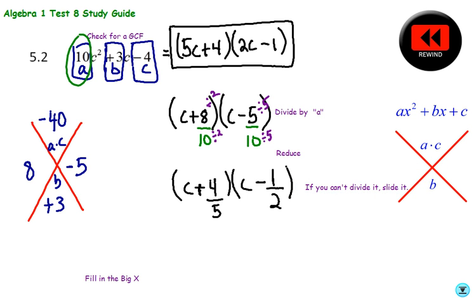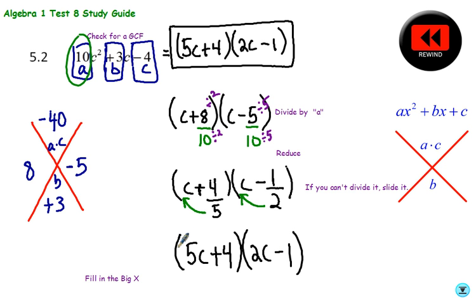So let's go ahead and slide. Slide that 5 on over. Slide that 2 on over. And let's see what we get. So should end up here with a 5c plus 4 times 2c minus 1. And there you are. All right, so pause now. Try 5-3 on the right side.